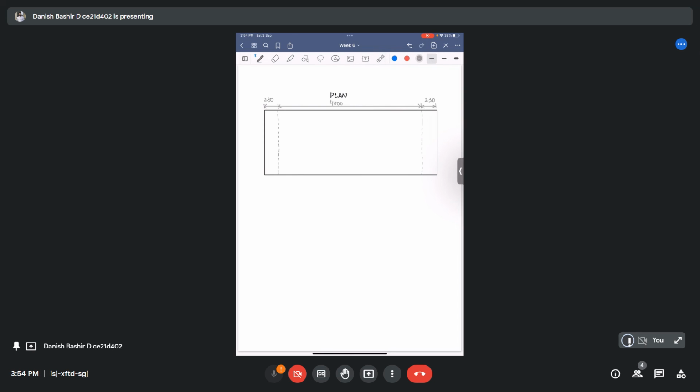So we have to provide main bars. We will provide main bars like this. One bar I will show with a different color. This is the main bars. Okay, I will provide it like this.